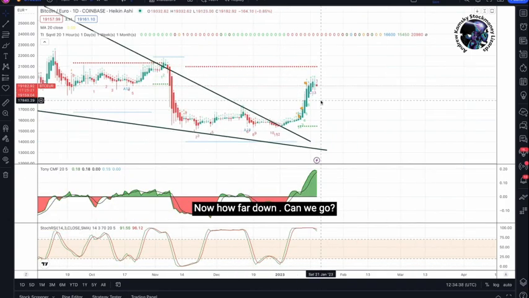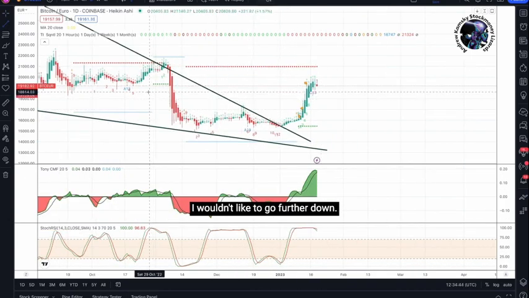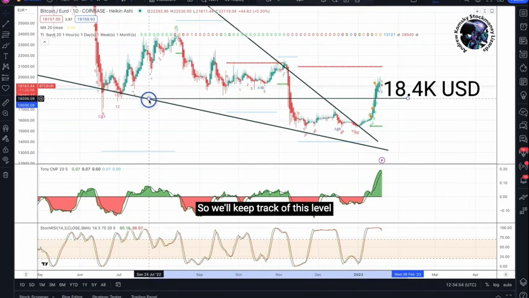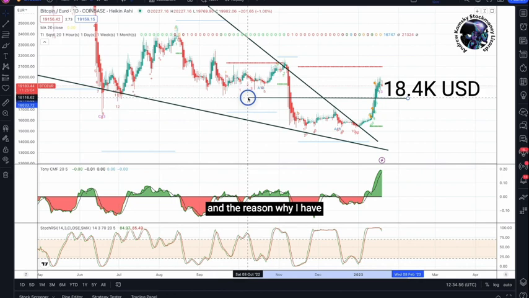Now, how far down can we go? I wouldn't like to go further down than I would say this level. So we'll keep track of this level. And the reason why I have chosen this level is because it falls closely in line with this base over here and the wicks that wicked all the way down.